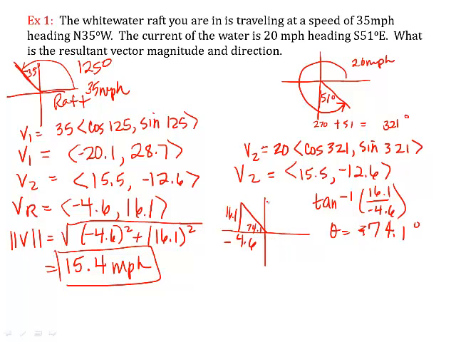But remember, with bearing angles, I have to measure the angle from the vertical, from the north-south line. So in order to get that angle, I really just have to take 90 minus 74.1, and I get 15.9. Okay, so the way I report my answer is 15.9 degrees. And what direction is this? Well, this is northwest.